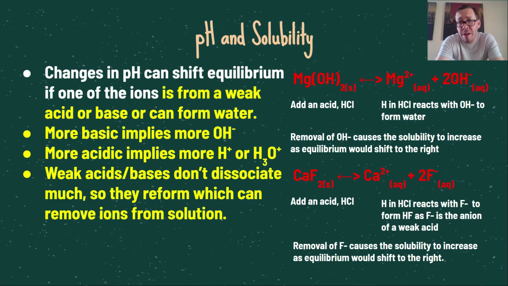So as the concentration of OH minus goes down, that causes equilibrium to shift to the right, which means that the molar solubility of magnesium hydroxide is going to increase, again, because equilibrium shifts to the right. Let's look at the bottom one here.